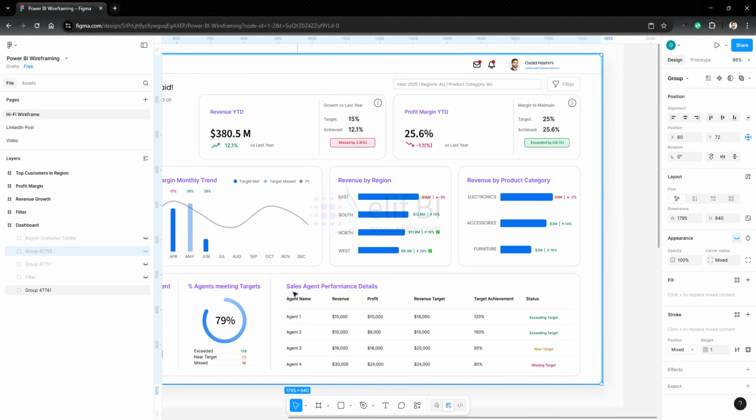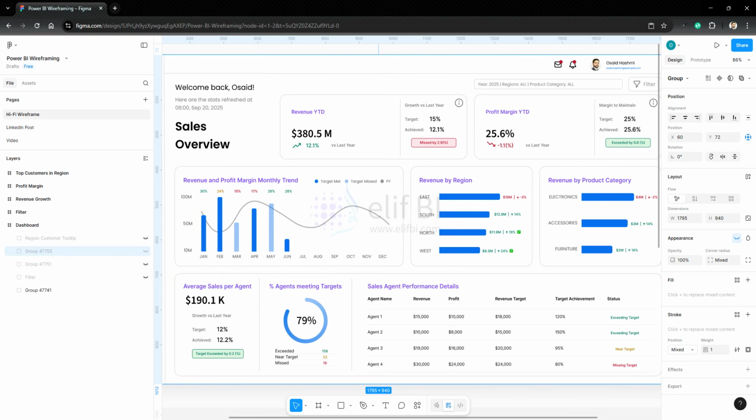On the right hand side, it's supposed to be the table which would detail all of these numbers. So here we would have the agent's name, the revenue that they earned in this year to date, of course, the profit, and what was the revenue target, whether the target achievement was met or not. Here it's the number, and here we are showing they have exceeded the target and they are near the target.